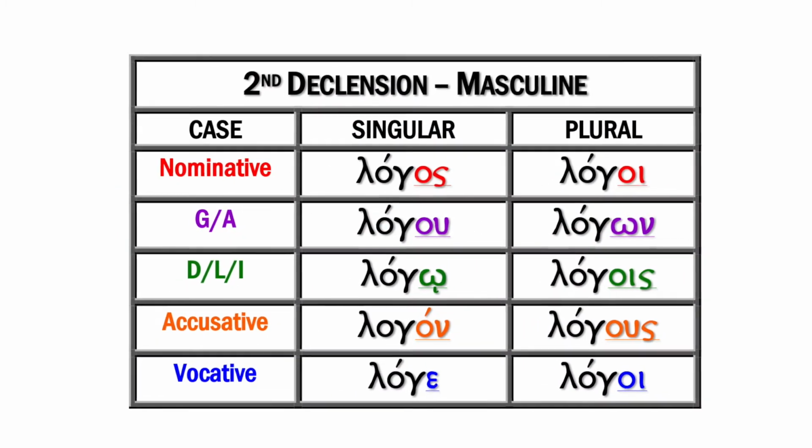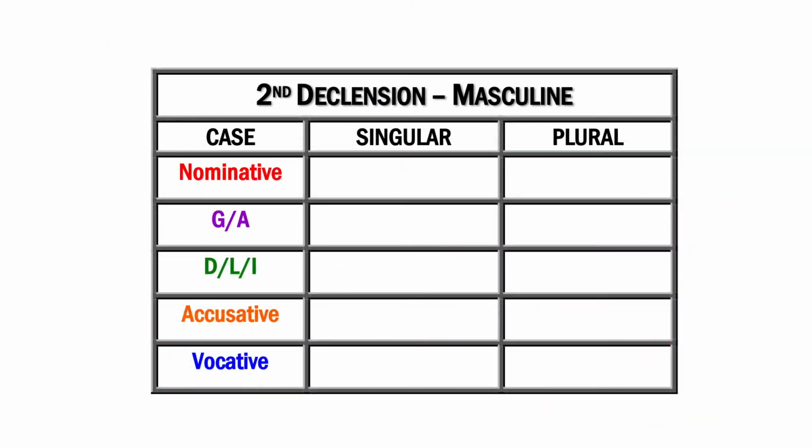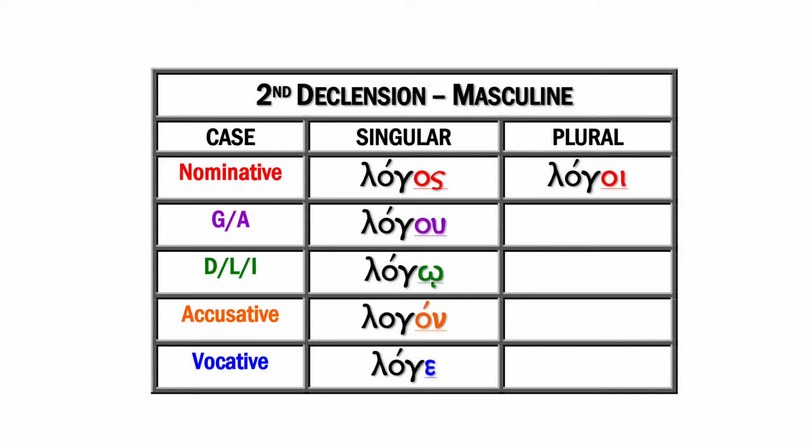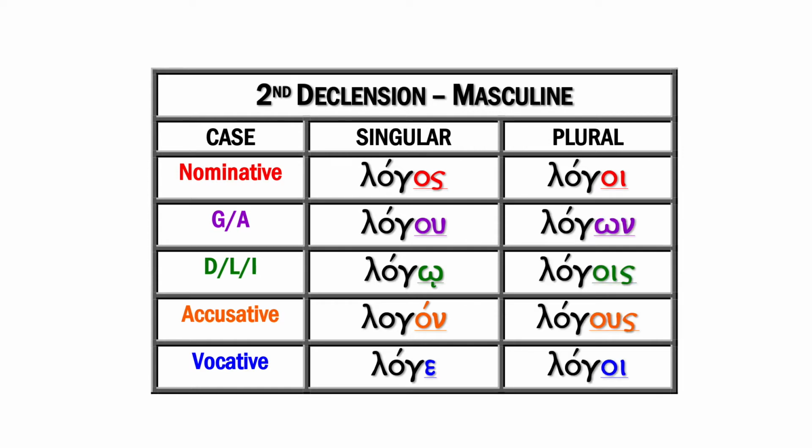And here's the table for the second declension masculine endings, using the word logos. You've got logos, logou, logo, logon, loge, logoi, logon, logous, logois, logoi.